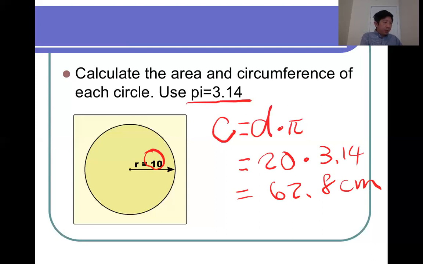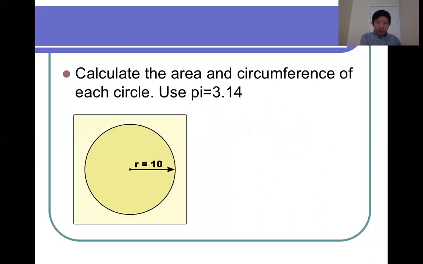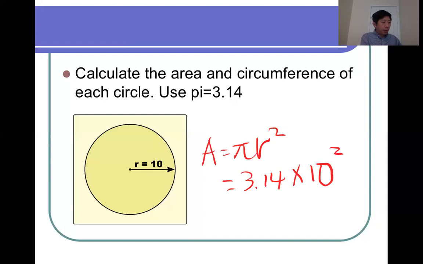Now what about the area? If we'd like to find out the area, what is the area actually? Pi r squared, right? So pi is 3.14 and then times 10 squared, which equals 314 centimeters squared, right?